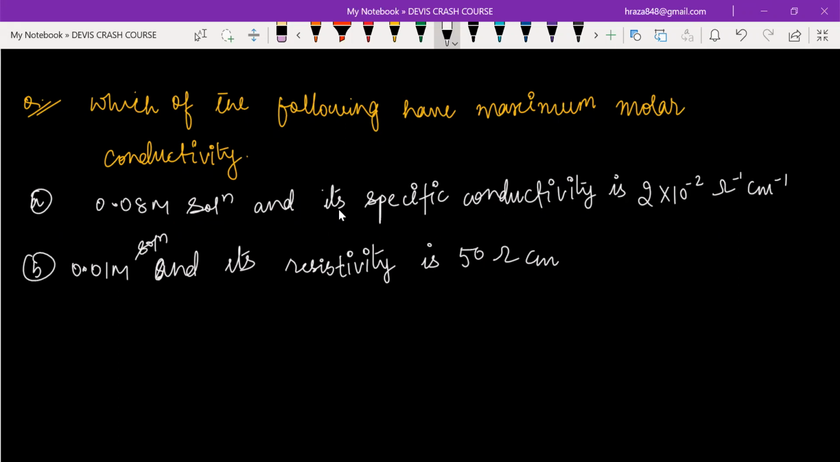B has maximum molar conductivity. Which one? B, the second one. B. Yes. Very good.